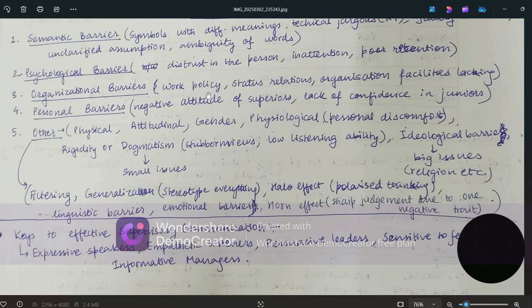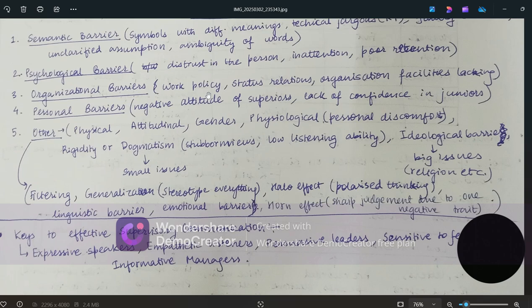Horn effect. Horn effect is when you make a judgment on someone based on one little negative trait you have seen in them. For example, if you see that a person is coming late to office and then you just assume that person might be lazy as well and won't be doing his work properly. So that is known as horn effect.